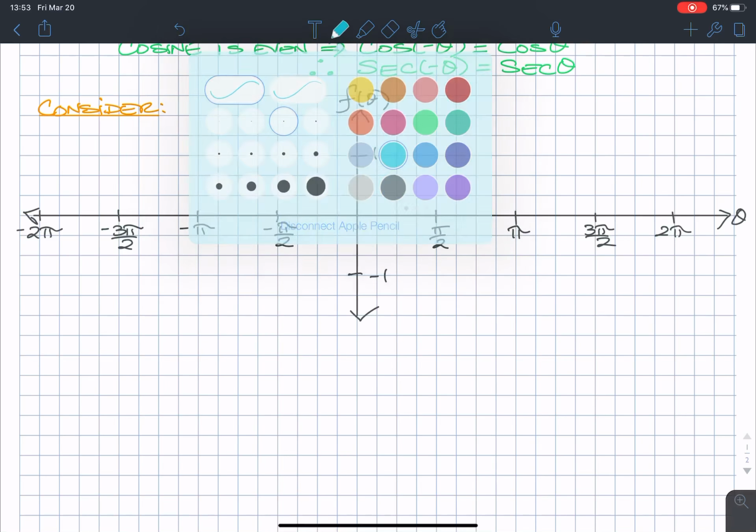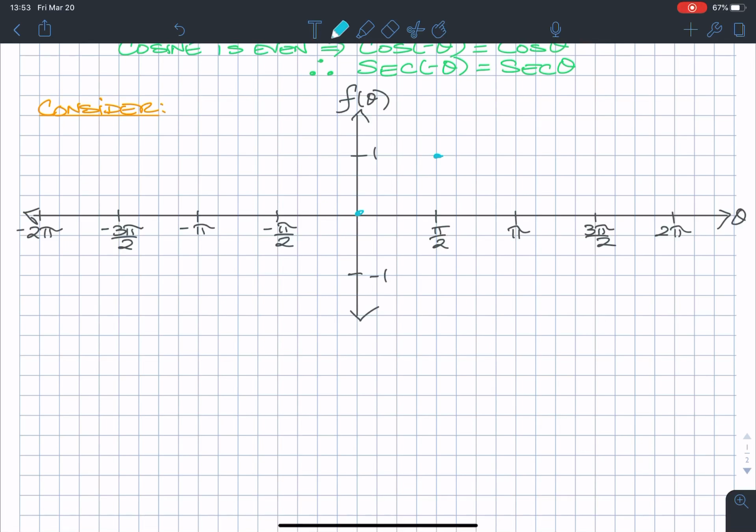Sine, let's plot sine of theta in blue. Sine starts at 0, goes up to amplitude, back down to 0, and is symmetric. It has 180-degree rotational symmetry. That looks something like so. Not drawn very well. Okay, there's my estimate for the graph of sine of theta.